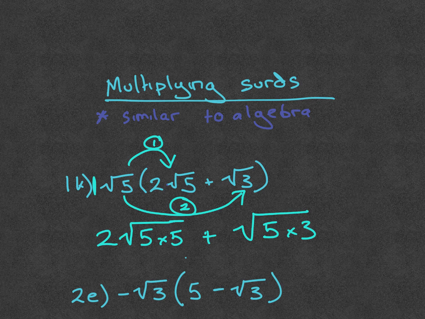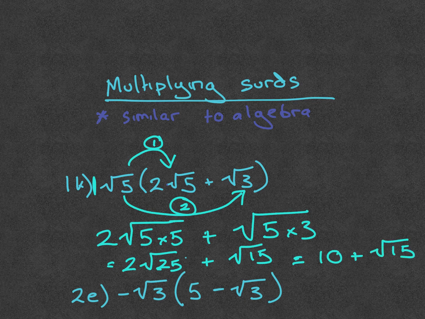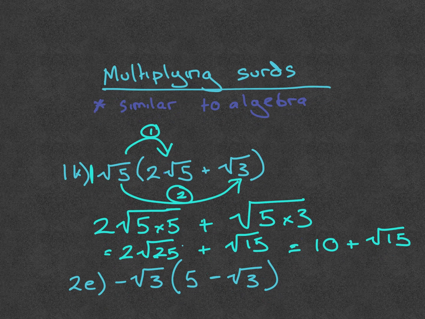Now the square root of 5 times 5 simplifies to root 25 plus root 15, okay, and that simplifies even further because 25 is a perfect square. So the square root of 25 is 5. So that becomes 2 times 5, which is 10, plus root 15. And that's the solution to that one there.